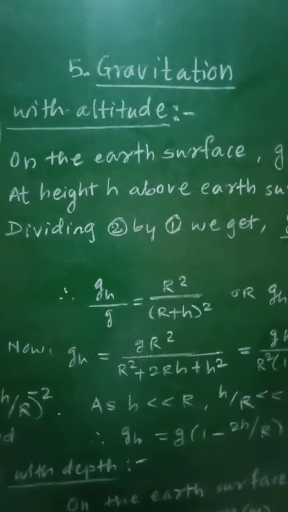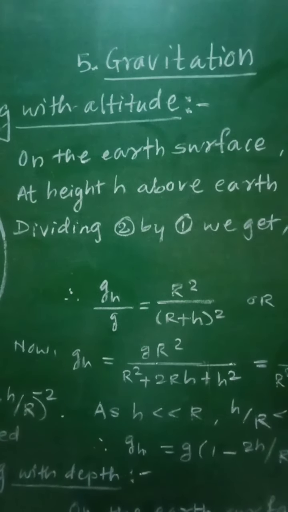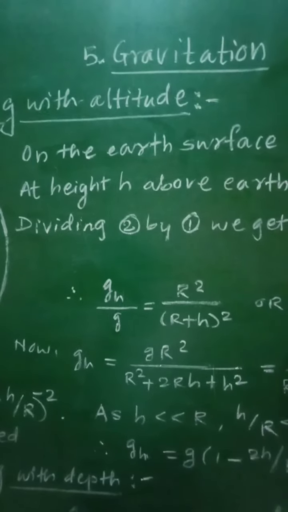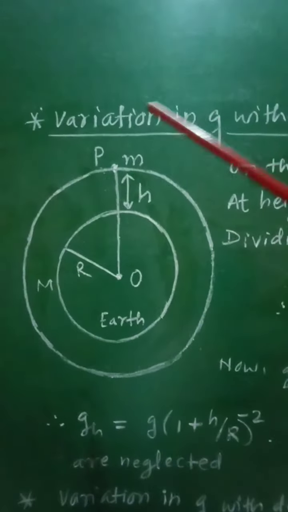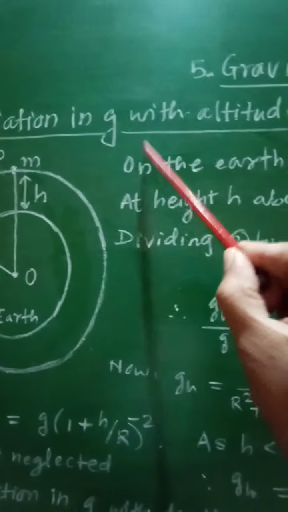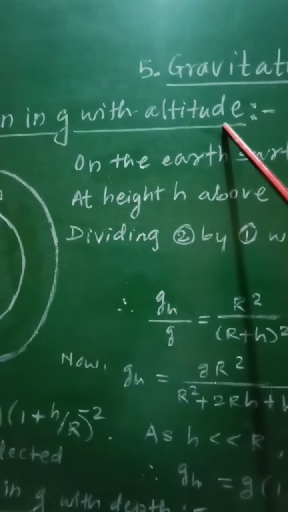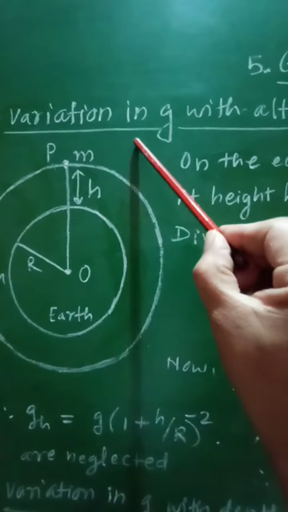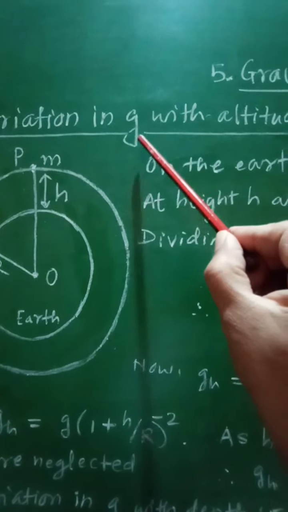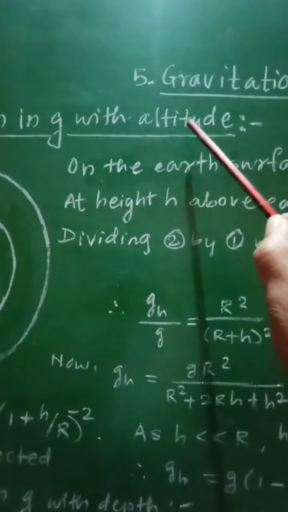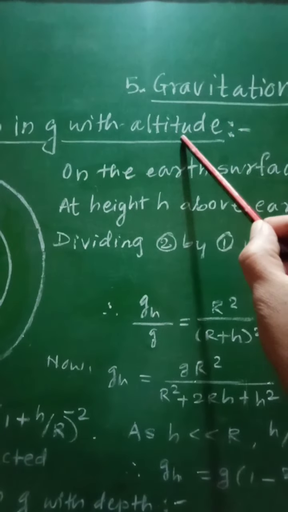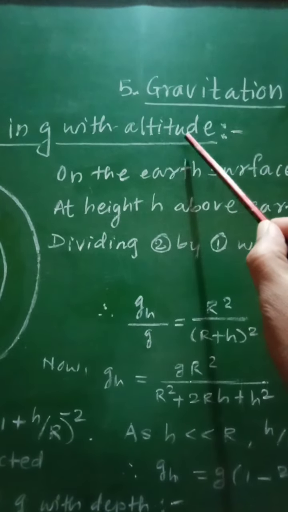Class 11th, subject physics, 5th chapter, gravitation. From the chapter, let us see variation in g with altitude, that is variation in the value of acceleration due to gravity with altitude. Altitude is nothing but height above the earth's surface.